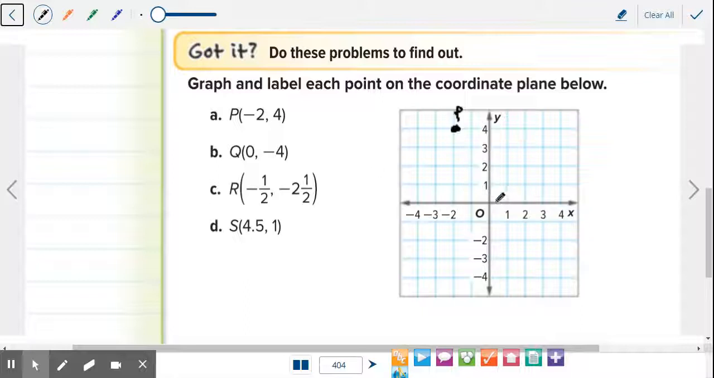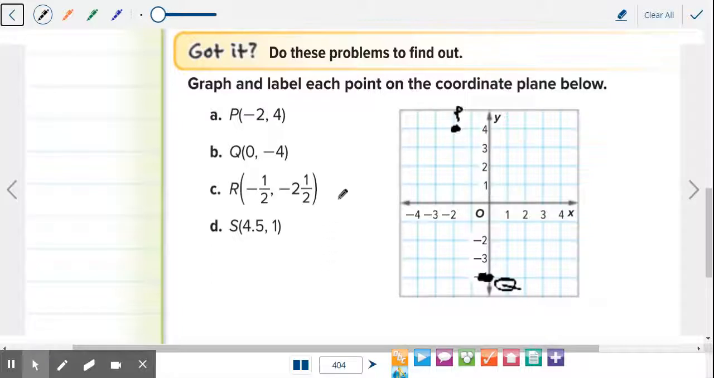Good. So we're not moving anywhere left or right. We just stay on the y-axis and we go down to -4 and we go right on the line itself. So that would be point Q. Okay, so remember, it's always X, then Y. Like I've said in the past, you can always label it above it if you need to.